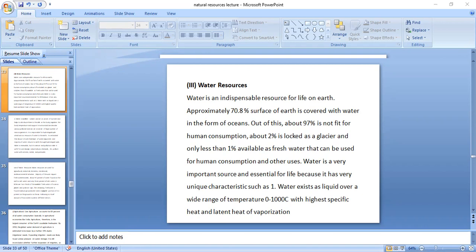Second, the Indus Water Treaty. This Indus Water Treaty dispute between India and Pakistan has been lingering for a long time. Third, the Kaveri water dispute. It involves two major states of India, visualize Tamil Nadu and Karnataka.